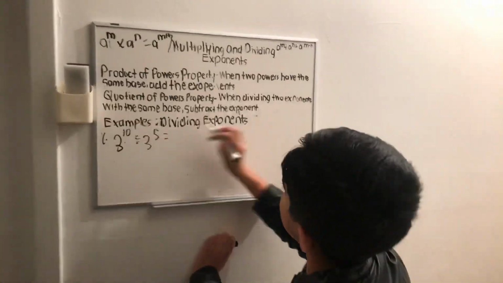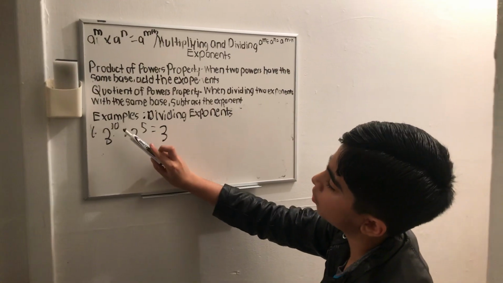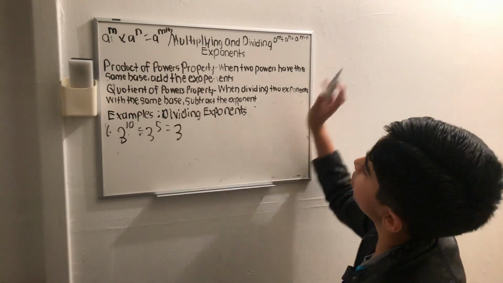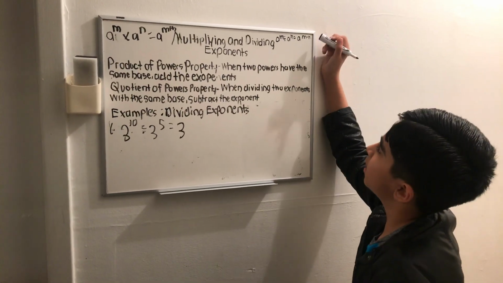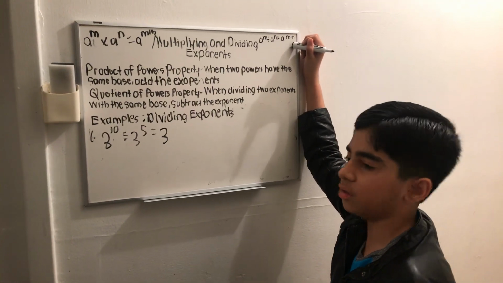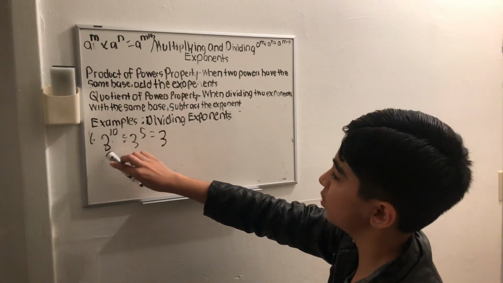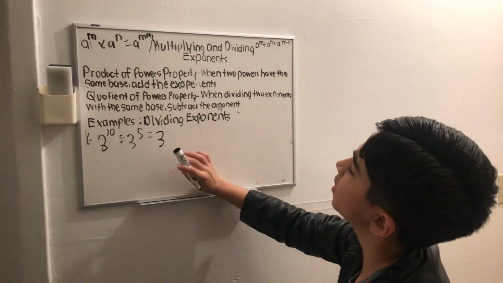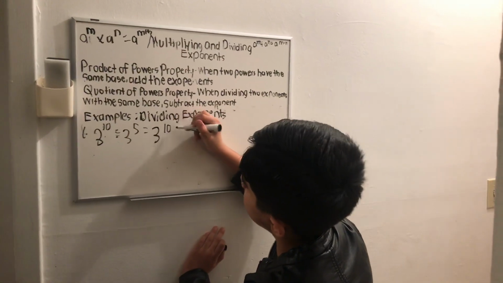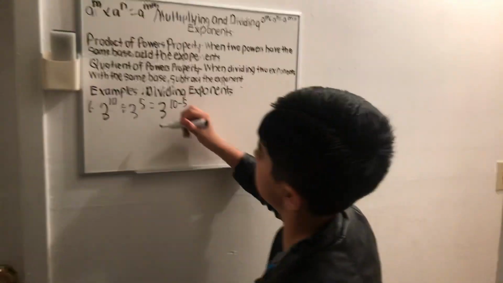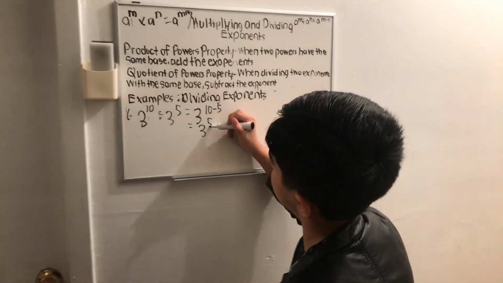Keep the base, and these are the two exponents here, 10 and 5. 10 is m in this case, and n is 5. So we have to subtract when dividing exponents with the same base. Because 3 and 3 are the same bases, you subtract the exponents. So 10 minus 5 is 5. So it's 3 to the 5th power.